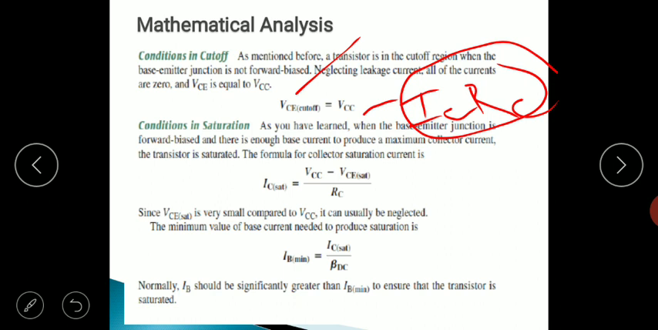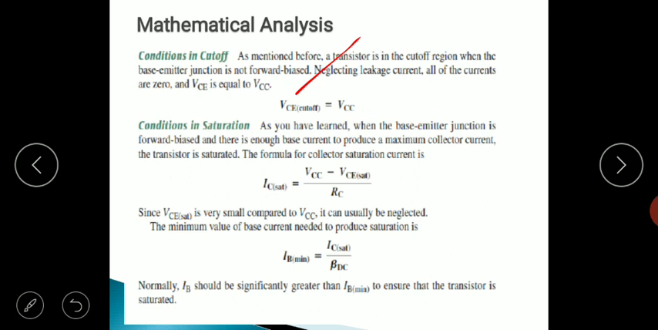So when the transistor is in cutoff mode, we can consider the output voltage, that is the collector emitter voltage VCE, to be equal to VCC. This is what happens when the transistor is in cutoff mode.